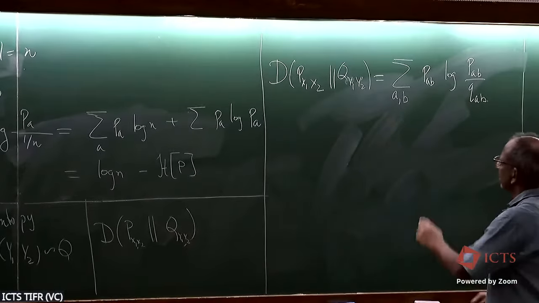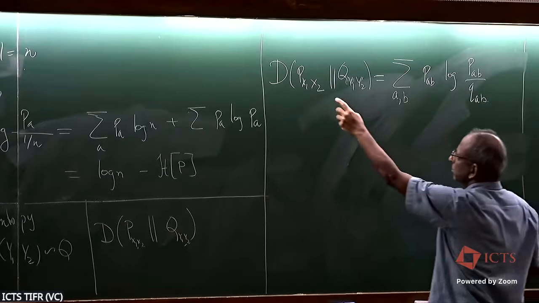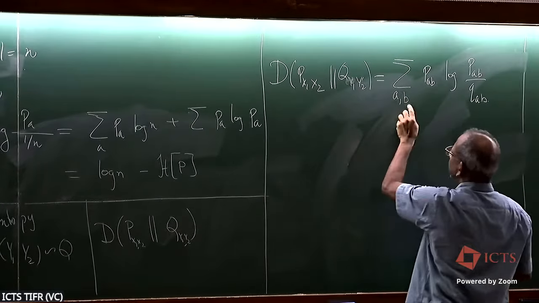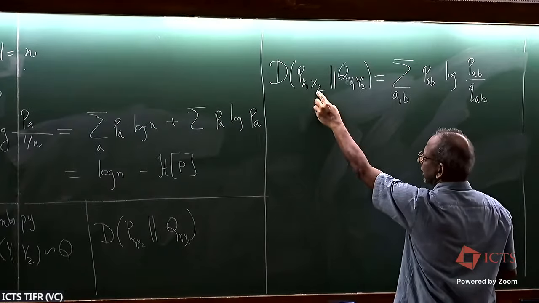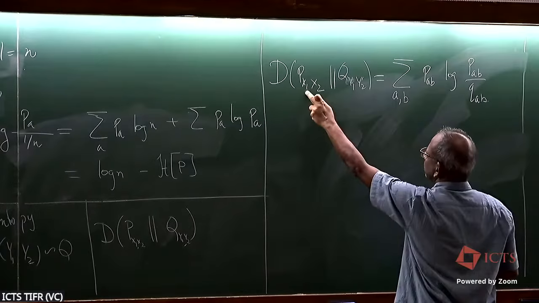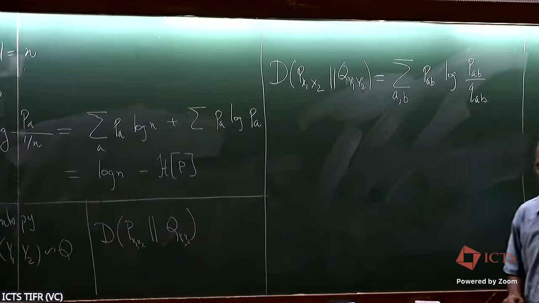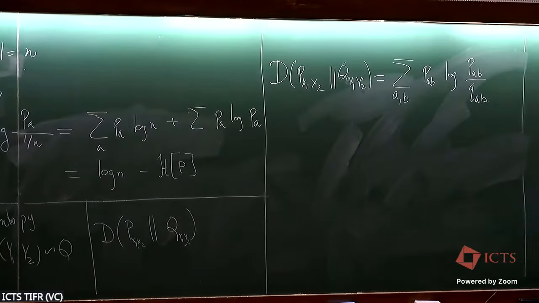Is it clear? A is the set that ranges over the possible values for x1. B ranges over the possible values for x2. Y1, Y2, it's similar. Y1 also has the same range of values as x1. Y2 has the same range of values as x2. So this is what it is.